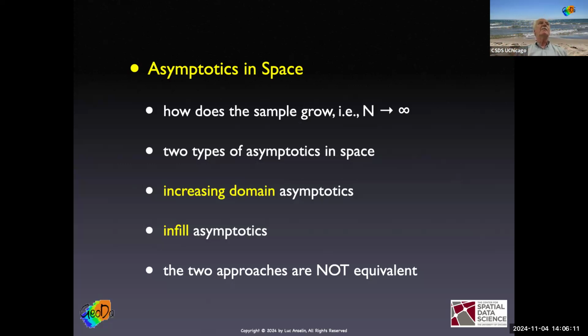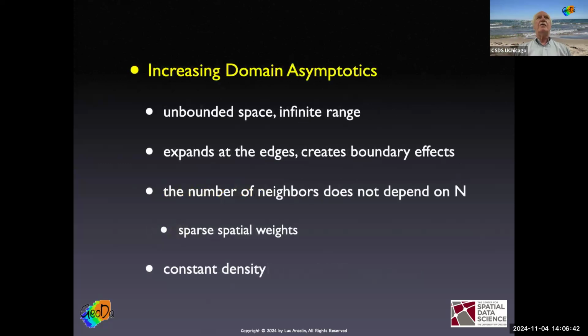The bad news is they're not equivalent. And so what we will cover in this course are methods that apply to increasing domain asymptotics. If you take a course in geostatistics, that's Kriging and variograms and spatial interpolation, that's infill asymptotics. Interpolation, you fill in what you don't observe, right? Those are two different things. Most estimation methods work in one, but not in the other. So increasing domain: infinite space, unbounded, expands at the edges.